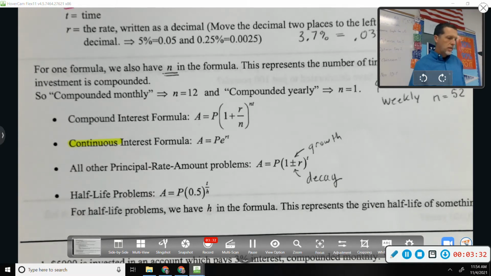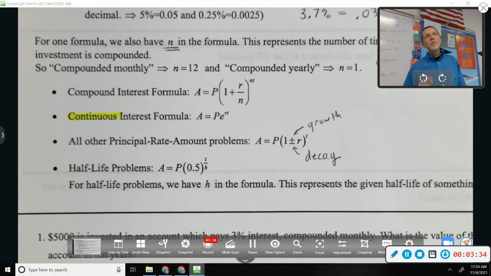Do we have to memorize these? No. How did they know that you don't have to memorize these? Because I said it already.